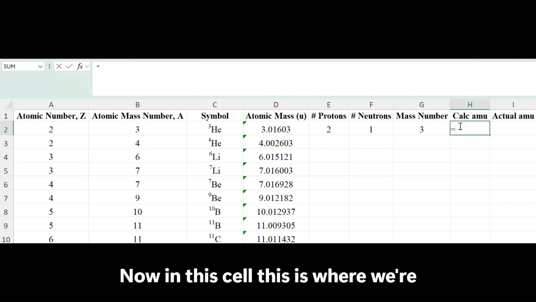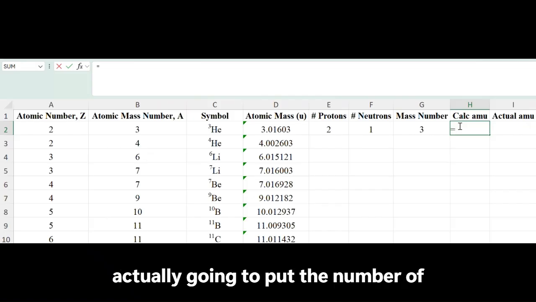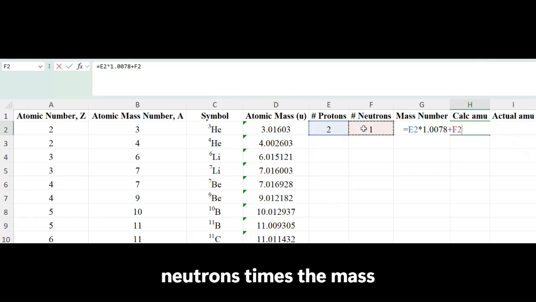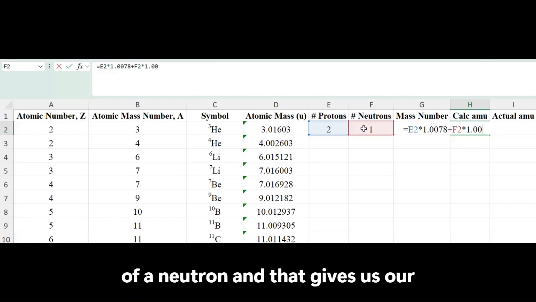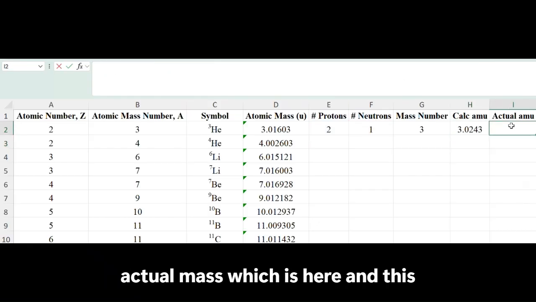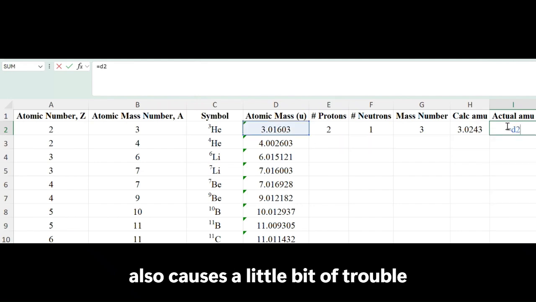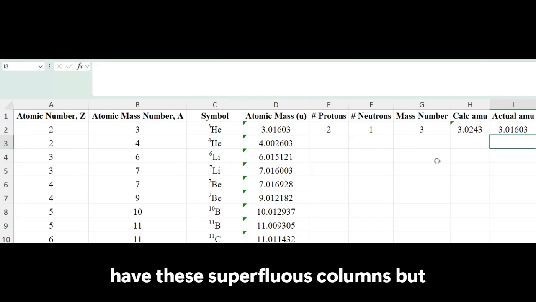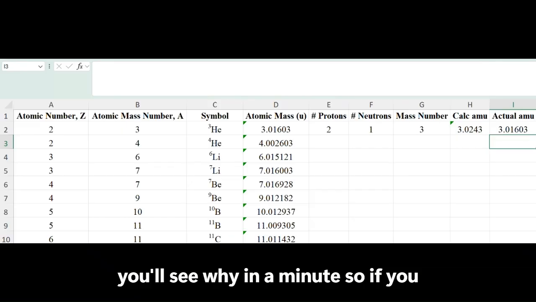Now in this cell, this is where we're actually going to put the number of protons times the mass of a proton plus the number of neutrons times the mass of a neutron, and that gives us our calculated mass. And then we have the actual mass, which is here, and this also causes a little bit of trouble because students aren't quite sure why we have these superfluous columns, but you'll see why in a minute.